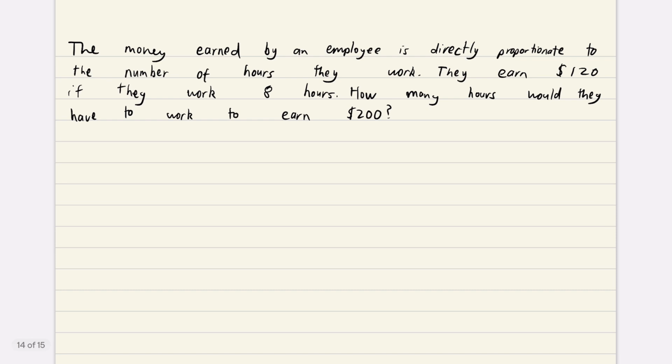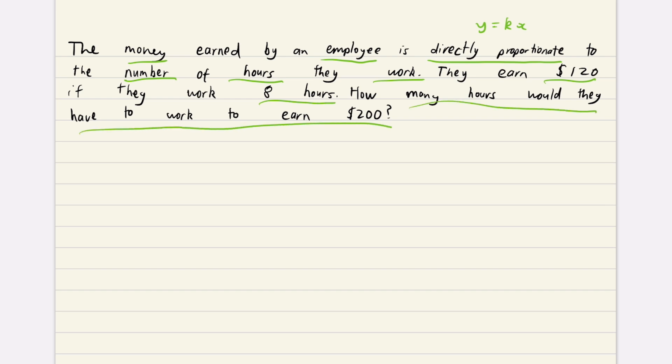So to start off with the first one here, it says, the money earned by an employee is directly proportionate. So as soon as you see directly proportionate in a question, it's handy to write this down on the page so you know what you're working towards. So the money earned by an employee is directly proportionate to the number of hours that they work. Okay, so they earn $120 if they work 8 hours. How many hours would they have to work to earn $200?